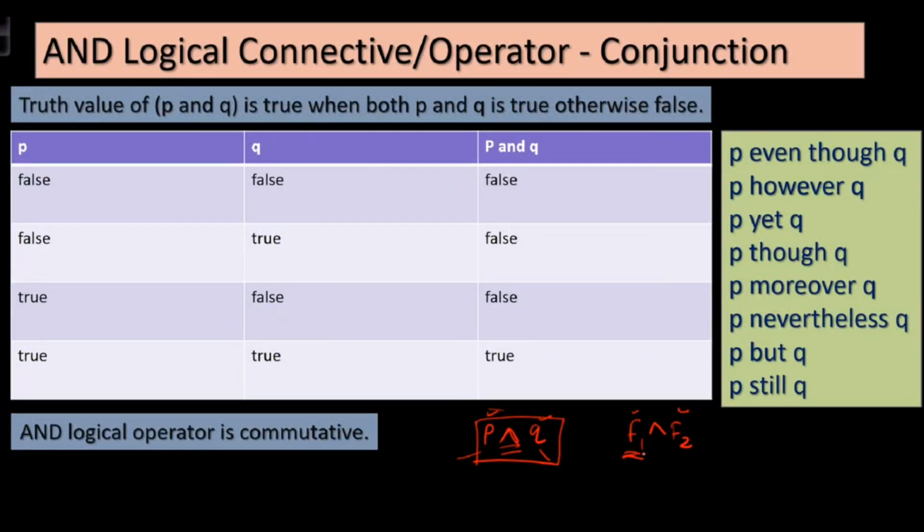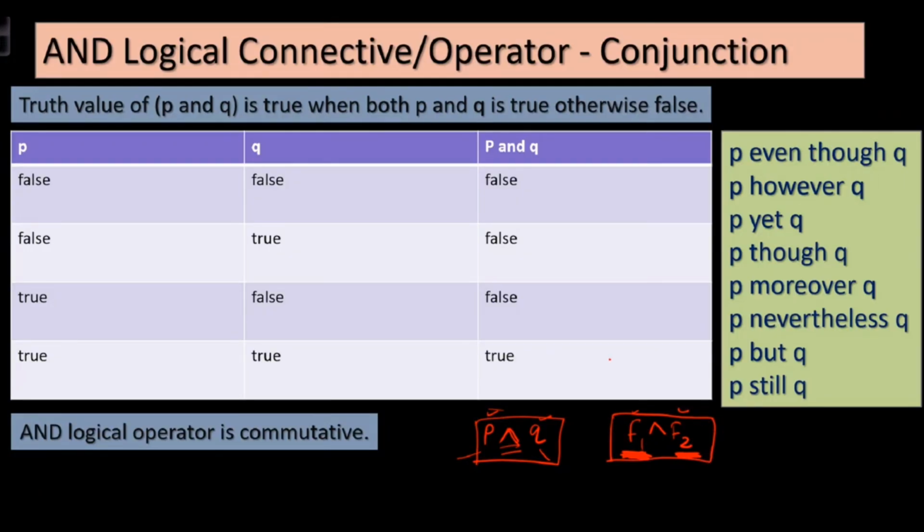Similarly, F1 is a propositional formula, some expression. It must have its own truth value, as a result of its participating propositions and whatever logical connectives were used to make F1. F2 has its own truth value as well, and now you are connecting them with AND. So what is the truth value of this entire expression?